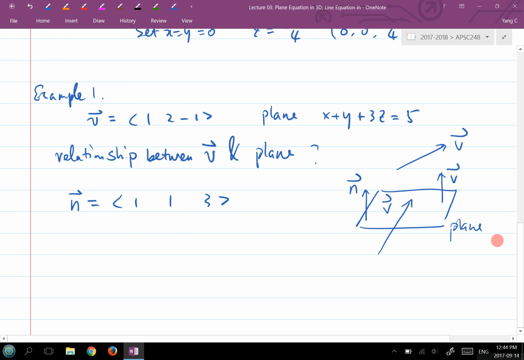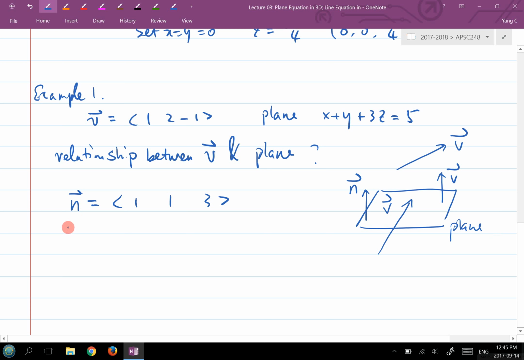Good. Okay. So now, if the question is asking about the relation between the vector and the plane, what can you translate that question into? Can you make this question equivalent to a different type of question? So instead of looking for relationships between this vector and the plane, maybe you can rephrase that. What would be the relationship between the vector v and the vector n here, right?